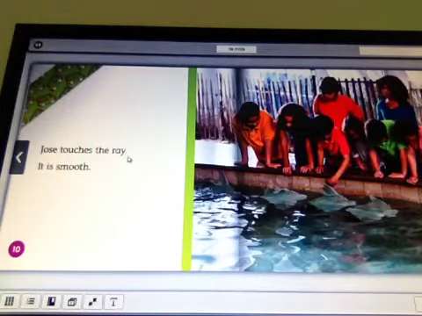Jose touches the ray. It is smooth. And I think this might be Jose, because he looks like he's touching the sea turtle. Would you be brave enough to touch a ray?